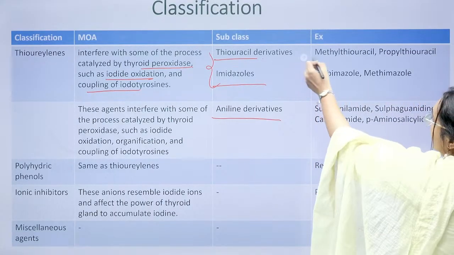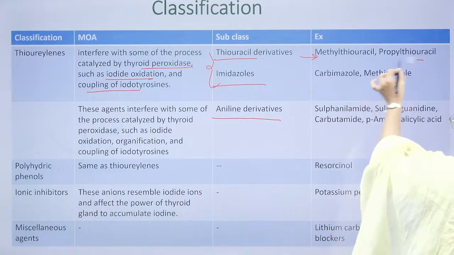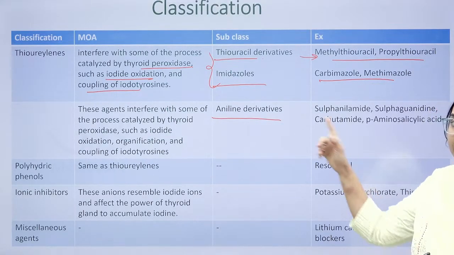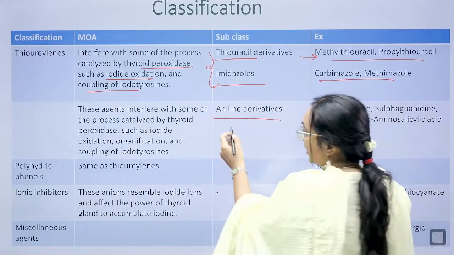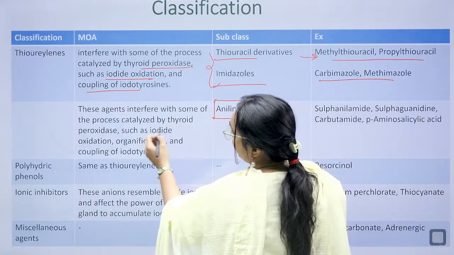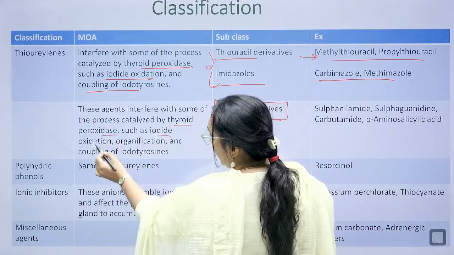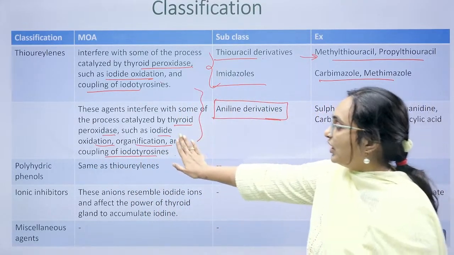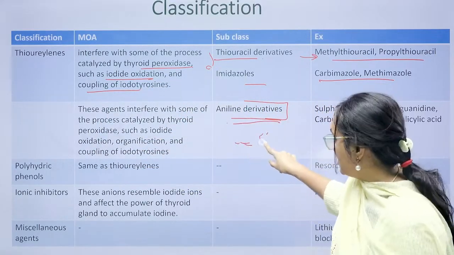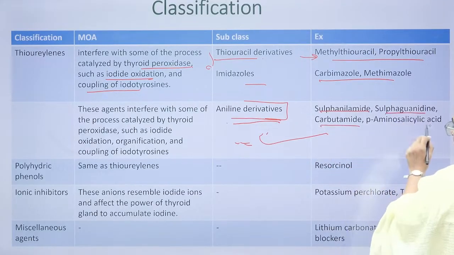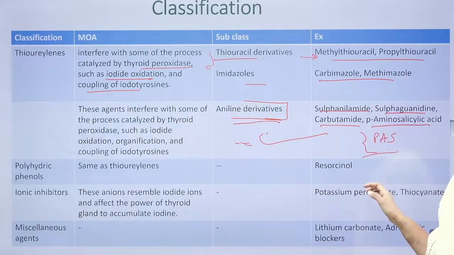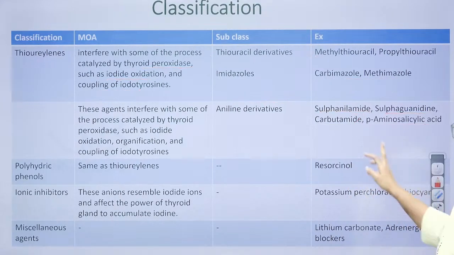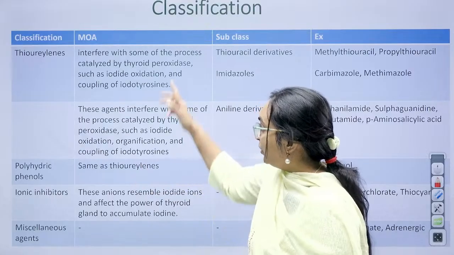Examples of thiouracil derivatives: methylthiouracil and propylthiouracil. Imidazole derivatives: carbimazole and methimazole. Next, aniline derivatives. These agents interfere with the processes catalyzed by thyroid peroxidase such as iodide oxidation, organification and coupling of iodotyrosine. Examples are sulfanilamide, sulfaguanidine, carbutamide and para-aminosalicylic acid. These are aniline derivatives used as anti-thyroid agents. Next, polyhydric phenols, with the same mechanism of action.